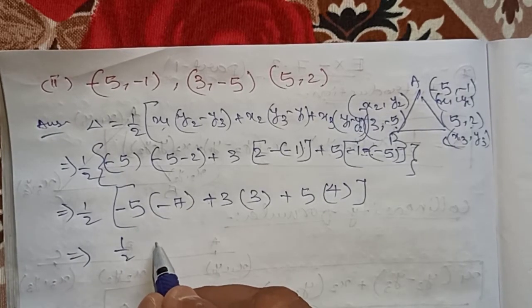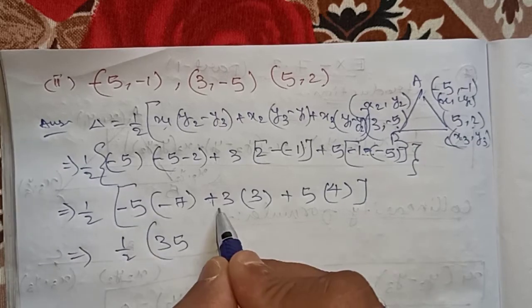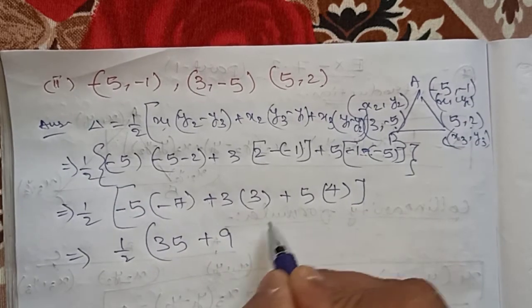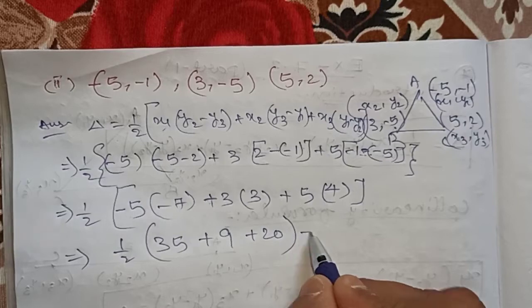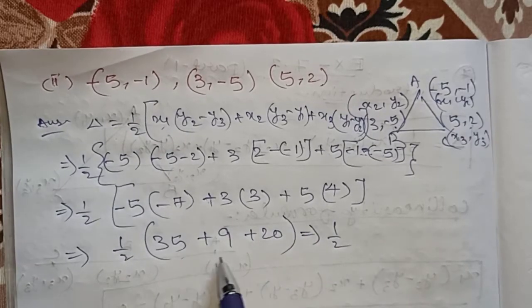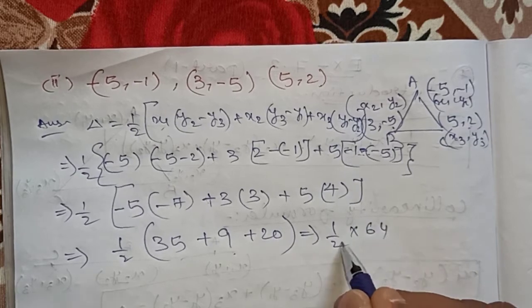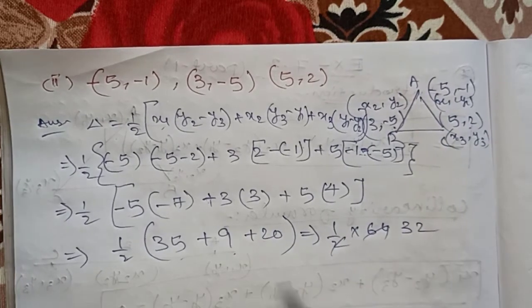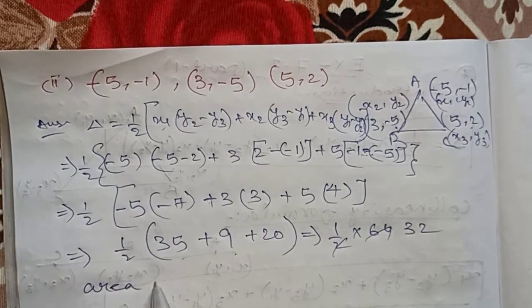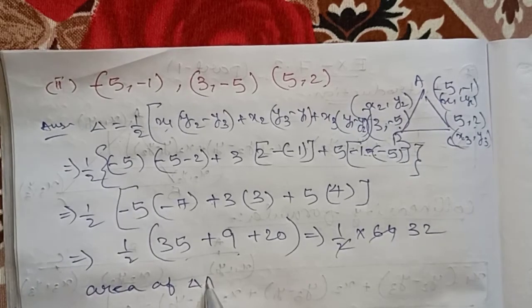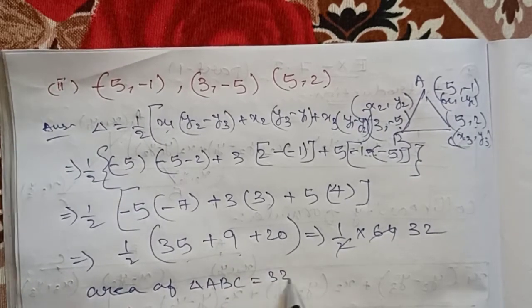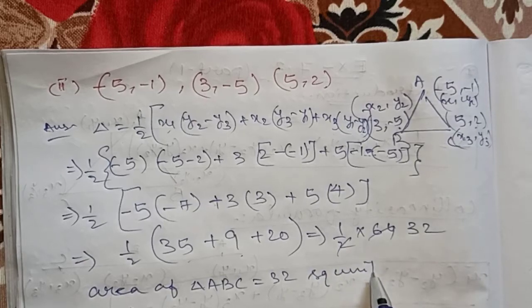Minus minus plus, 5 7s are 35, plus 9 plus 20 equals to 1 by 2. 35 plus 9 is 44, 44 plus 20 is 64. When we cancel it, we will get 32. So the area of triangle ABC is 32 square units.